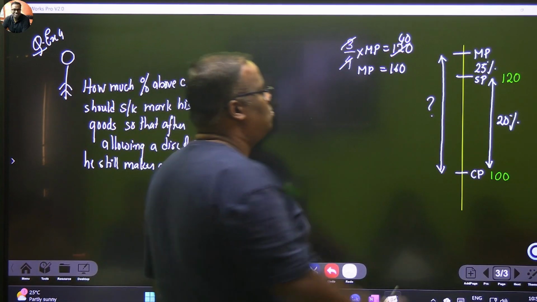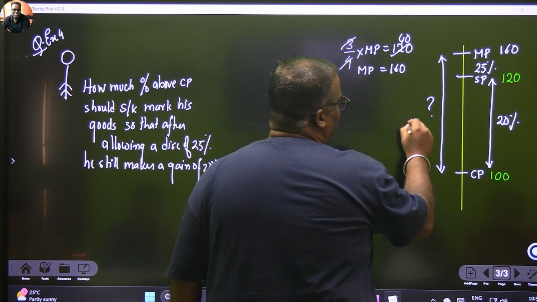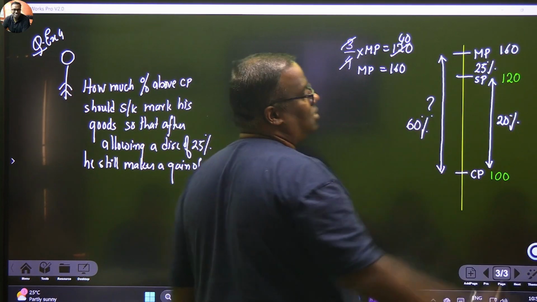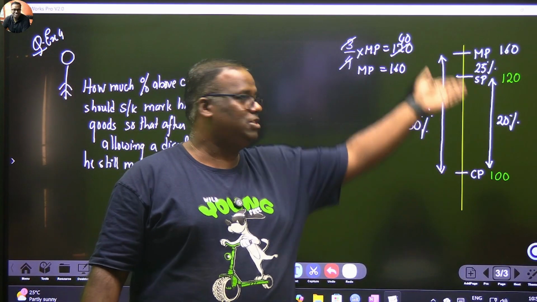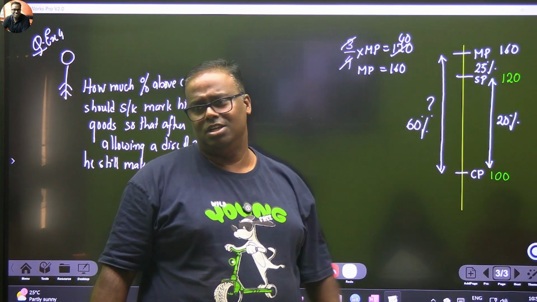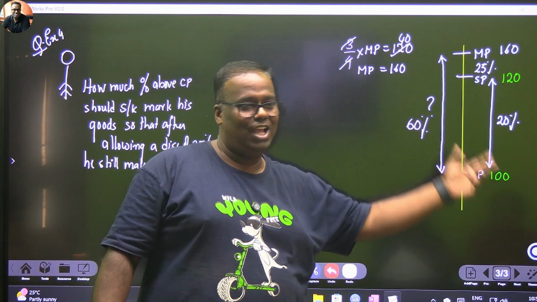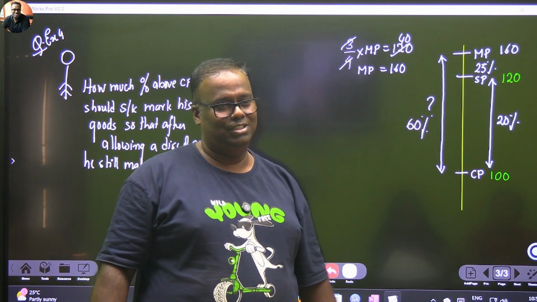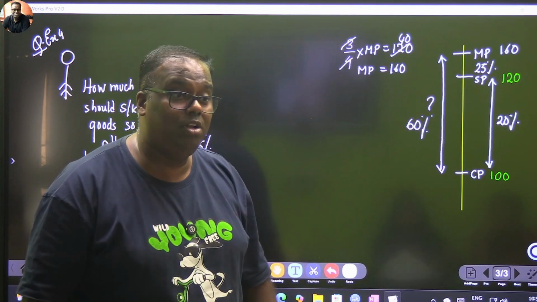Agreed? So my mark price is how much? 160. So what should be the percentage? 60%. Because now the gap is how much? 60. 60 over CP is 60%. So if this is done, half of your problem is solved. If you buy at 100, make sure the sticker is for 160.